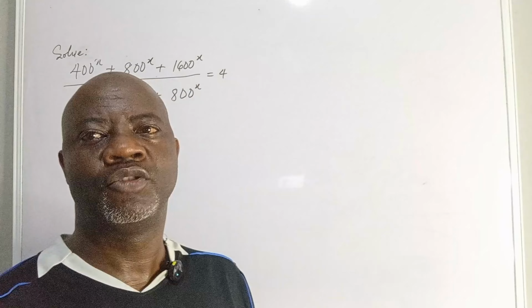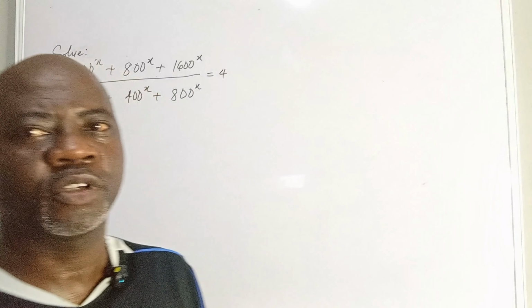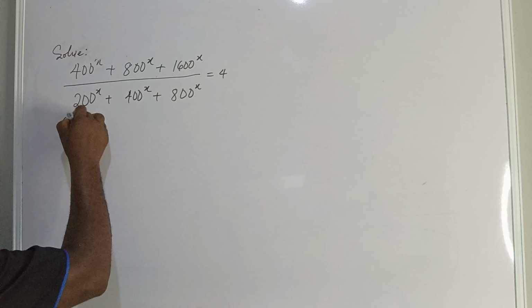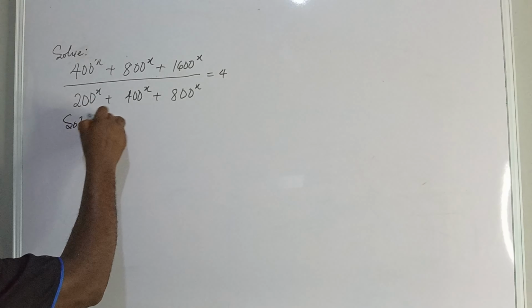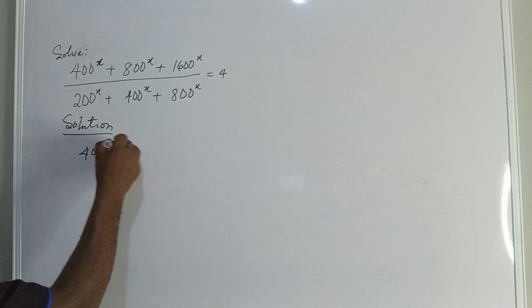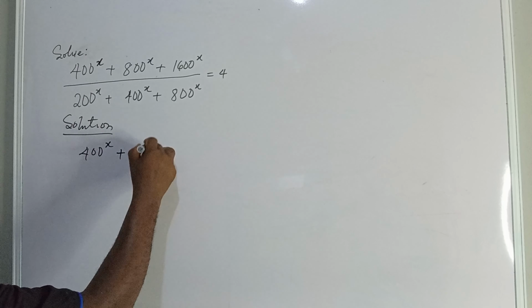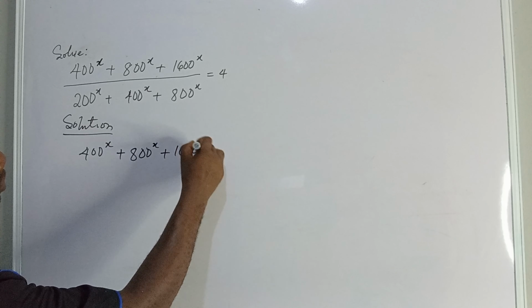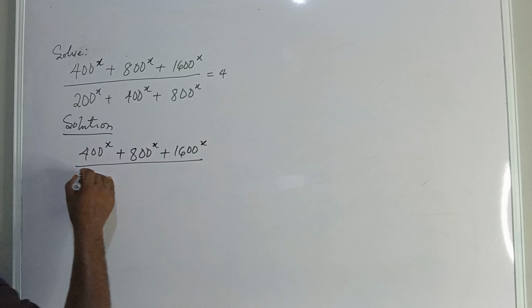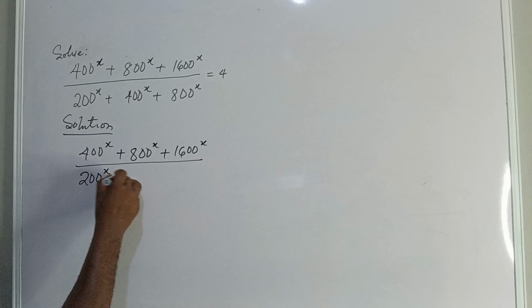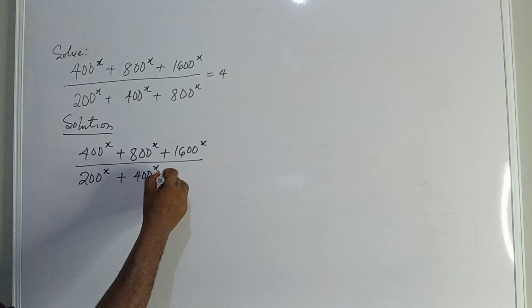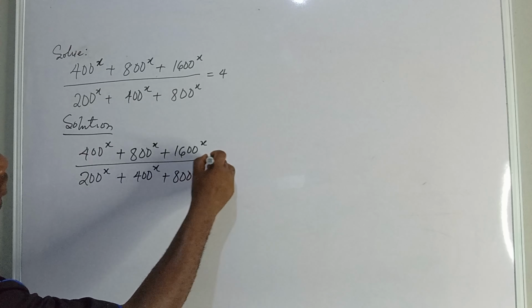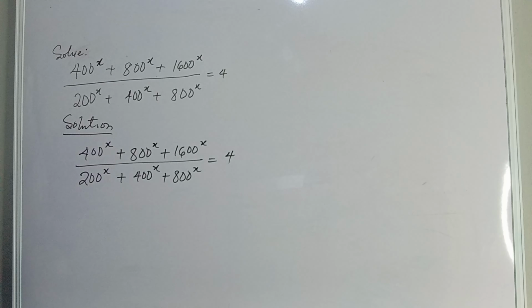Today we have this beautiful exponential equation to solve, and so without wasting much time, I'm just going to go ahead and do justice to this question. So let's get started. Solution. We are given that (400^x + 800^x + 1600^x) divided by (200^x + 400^x + 800^x) equals 4. So what would be the value of x?